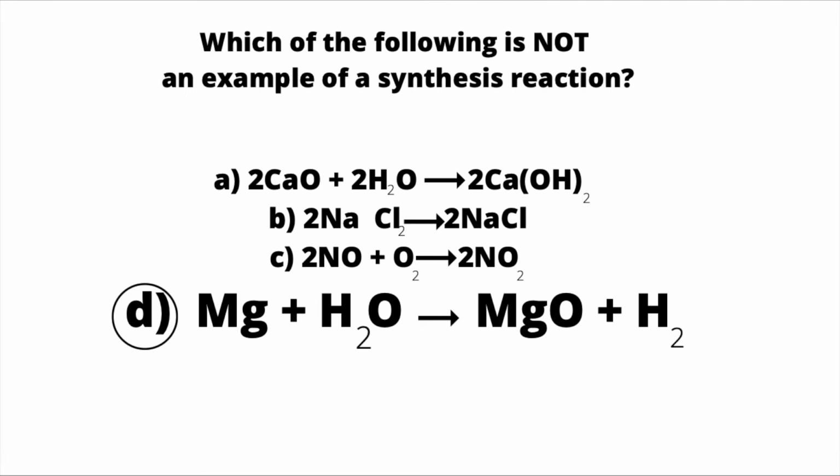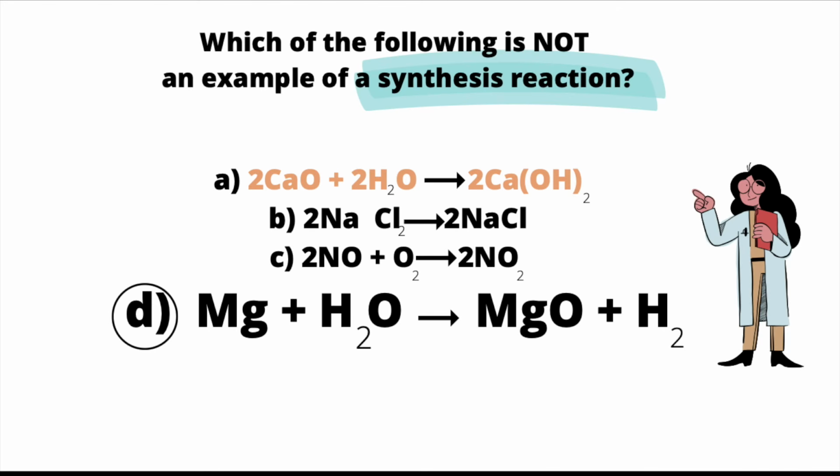Our answer here is D. In a synthesis reaction, we are combining our elements or our compounds to make a completely new compound on the product side. So here in our first answer, we have two compounds, those being CaO and H2O, and they have combined to make CaOH on the product side. So this is an example of a synthesis reaction.